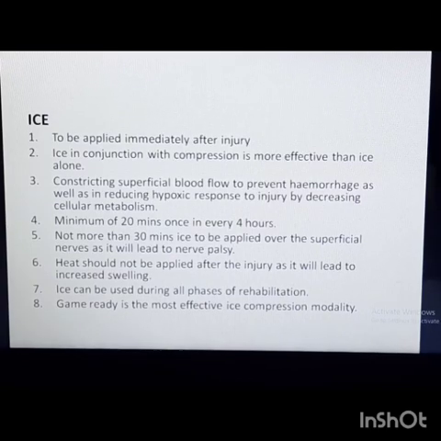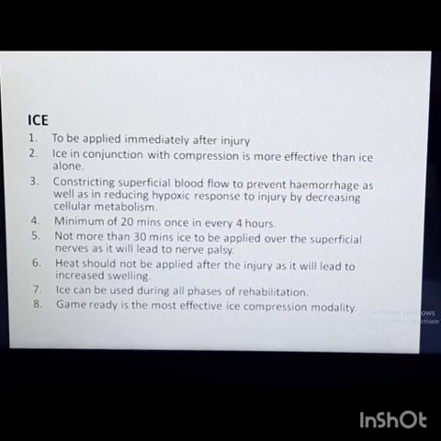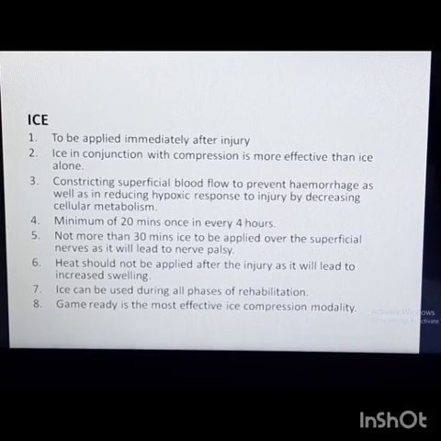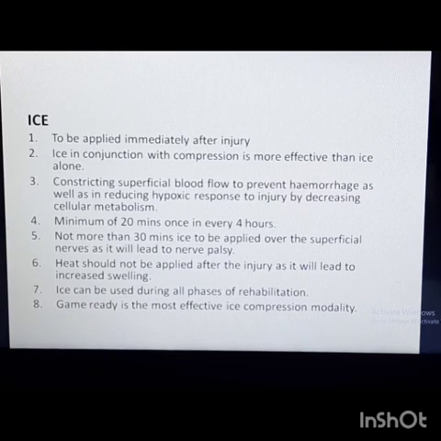Icing should be used during all phases of rehab. Most of the time the player says, okay sir, I am done with my 4 or 5 times a day exercise, I'm going out to play now, I'm returning to my play and everything is okay, I don't need to apply ice. No, that's not true. You need to keep on applying ice. That's very, very important.